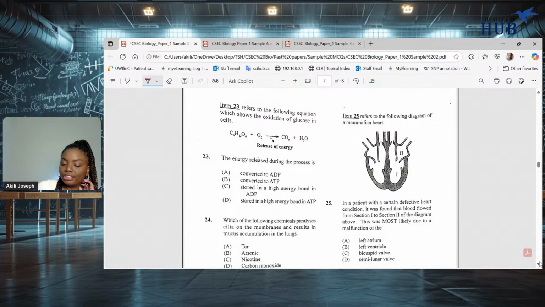Item 23 refers to the following equation, which shows the oxidation of glucose in cells. So we have our C6H12O6 plus O2 to give you CO2 plus H2O, and it's showing you the release of energy, right? Very interesting that it's not a balanced equation, but you know, we are not marking them, they are marking us. But anyway, the energy released during this process is it converted to ADP, converted to ATP, stored in a high energy bond in ADP, or stored in a high energy bond in ATP?